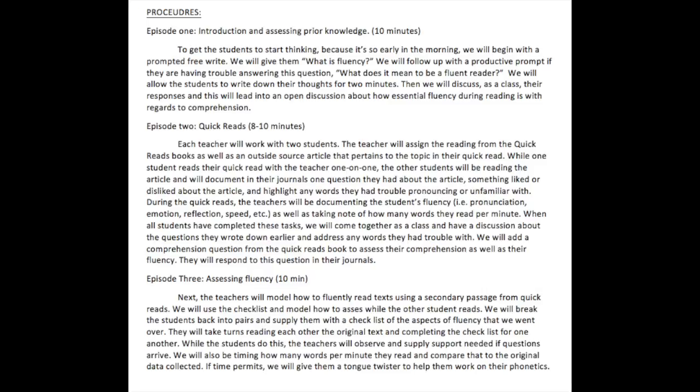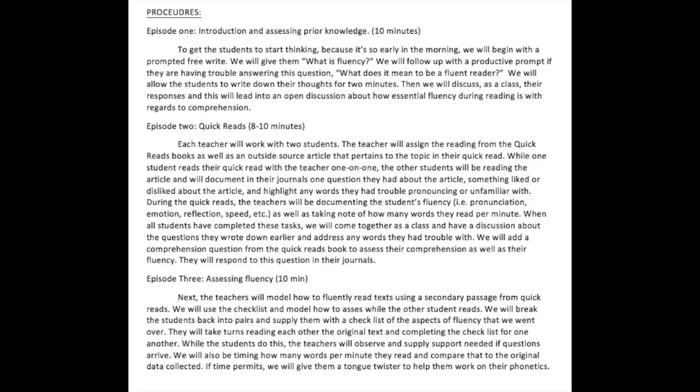After all students have had their one-on-one quick reads fluency assessment, we come together as a class and talk about what they documented in their journals, emphasizing elements of fluency. For example, being able to question things while reading assists in reading comprehension.